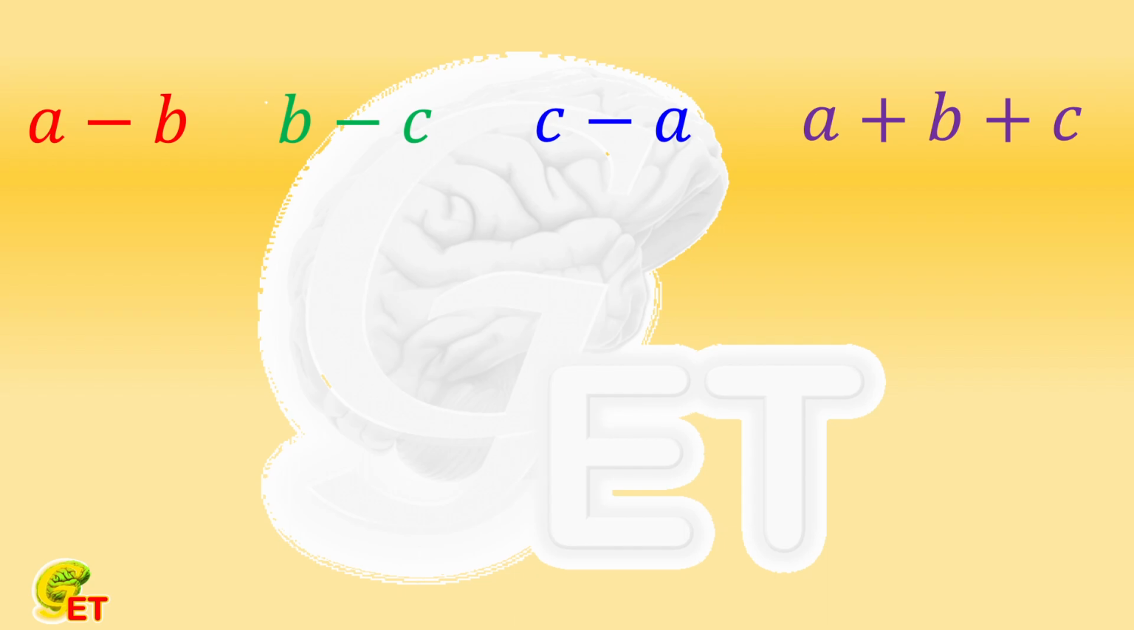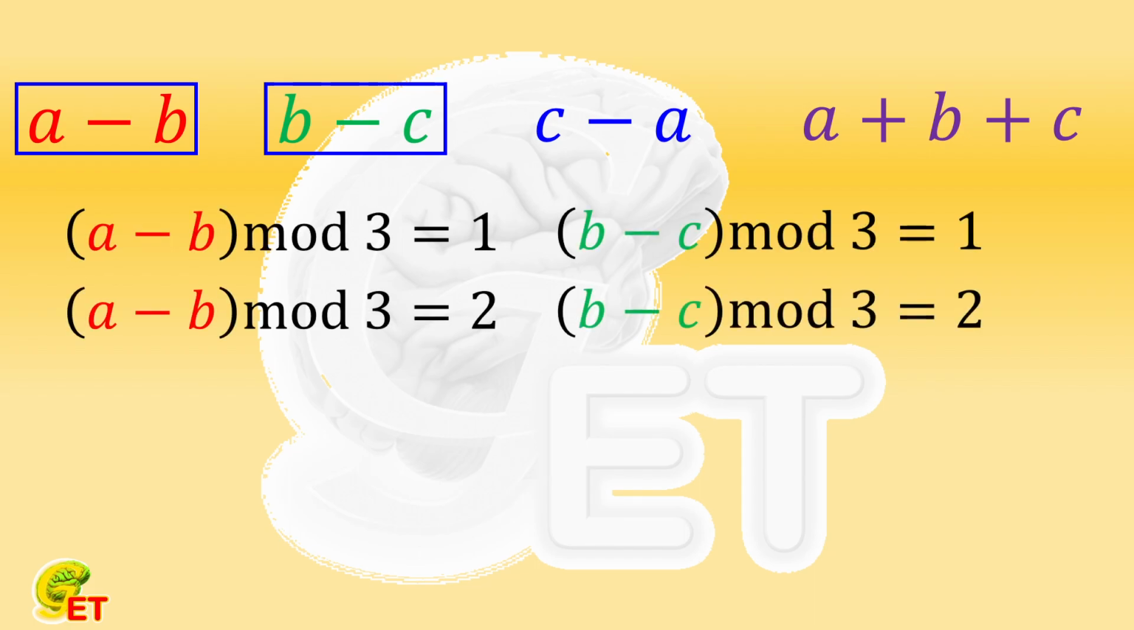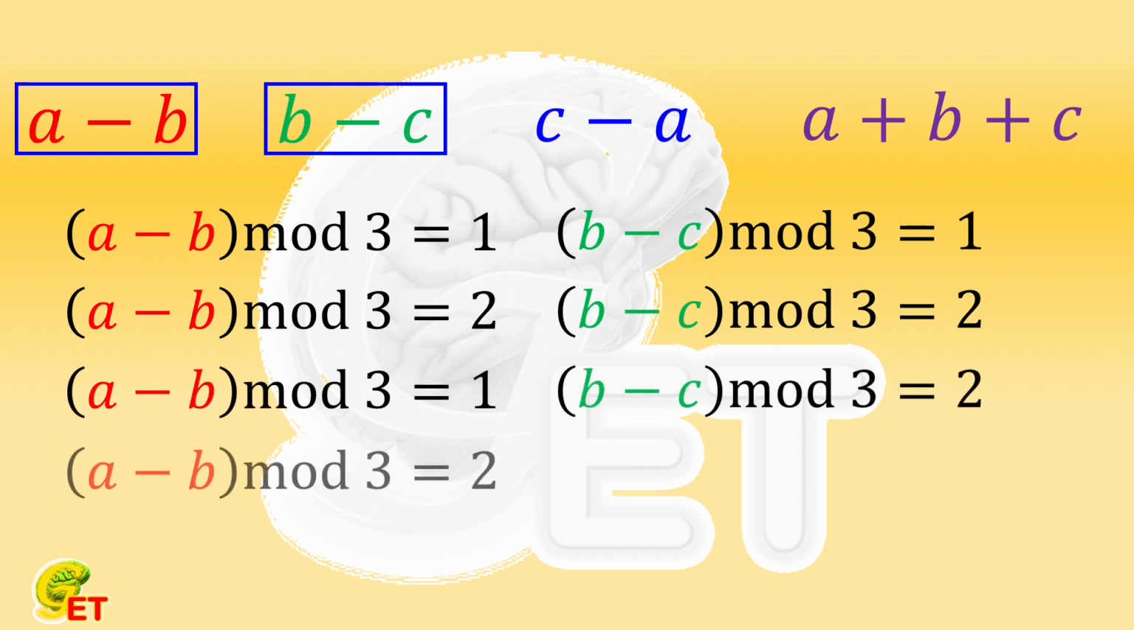If either of A minus B and B minus C is divisible by 3, the requirement is fulfilled. So we only need to consider the cases where neither of them is divisible by 3. So now, we only need to consider 4 cases in total. That is, they have the same remainder when divided by 3, which are either both 1 or both 2. Or they are different. Namely, one is 1, and the other is 2.